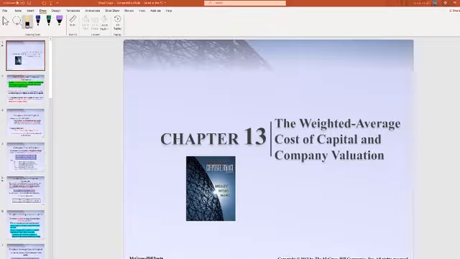Today's topic is the weighted average cost of capital and company valuation. At the beginning we will talk about weighted average cost of capital. We also call it WACC. Then at the end of the lecture, inshallah, we will talk about company valuation.